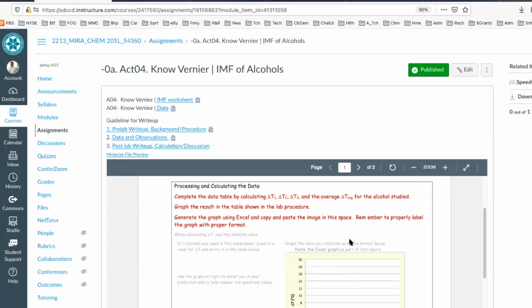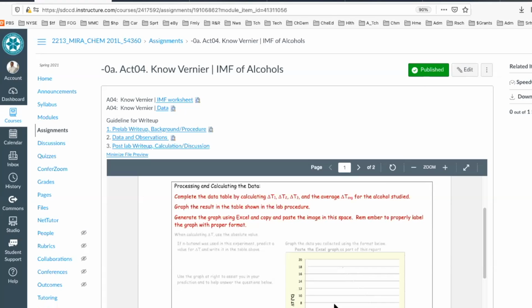From that, okay, you guys want to make sure you put this in an Excel file, and then do a copy of the screenshot or print it. It's probably best to do a copy of the screenshot since everything's going to be digital. Just paste it in here in your processing and data calculation. Just paste it in there with the molar mass and delta T table. Okay, and it's the average delta T.